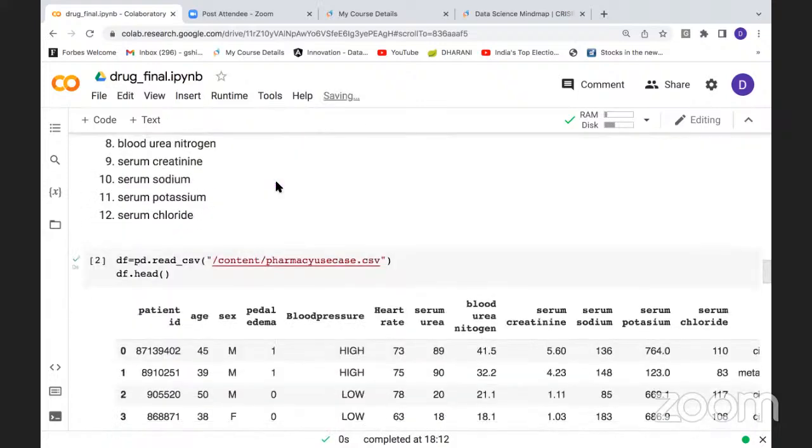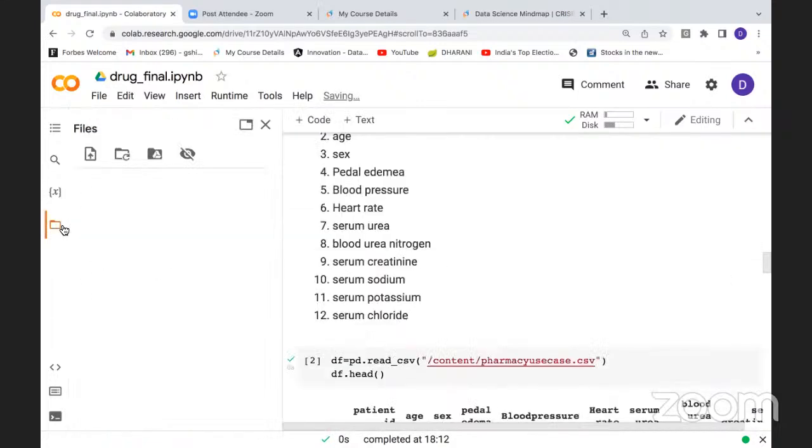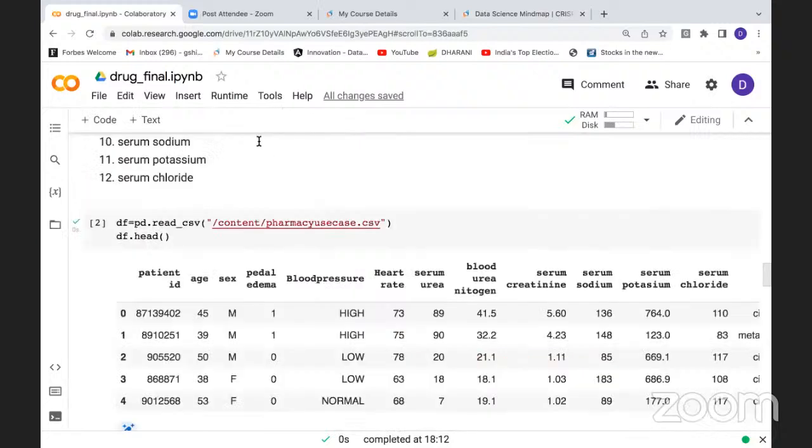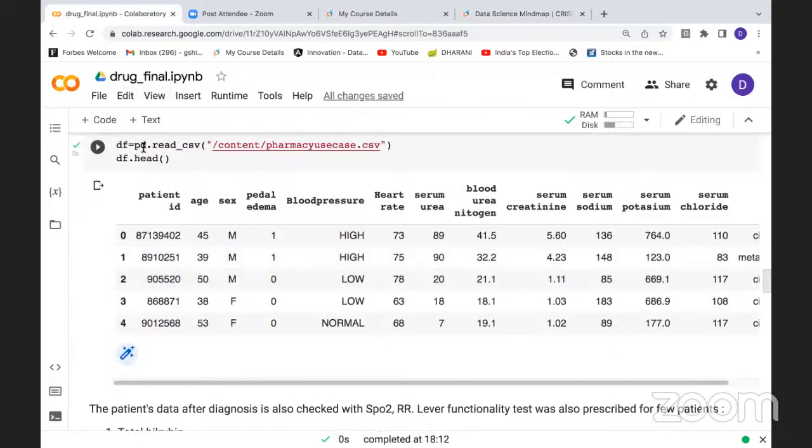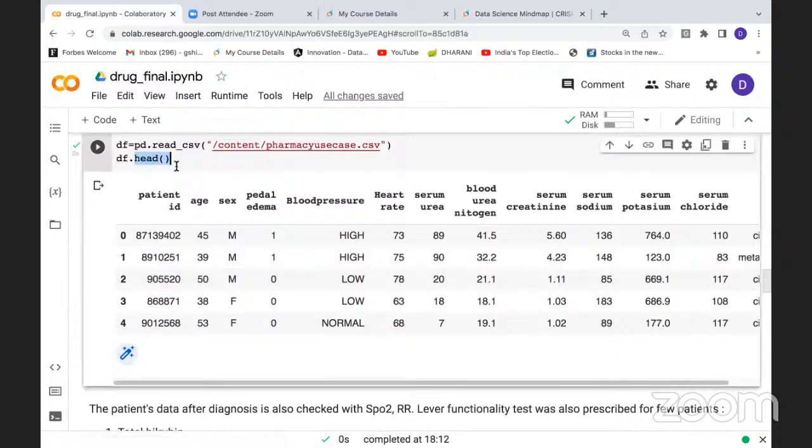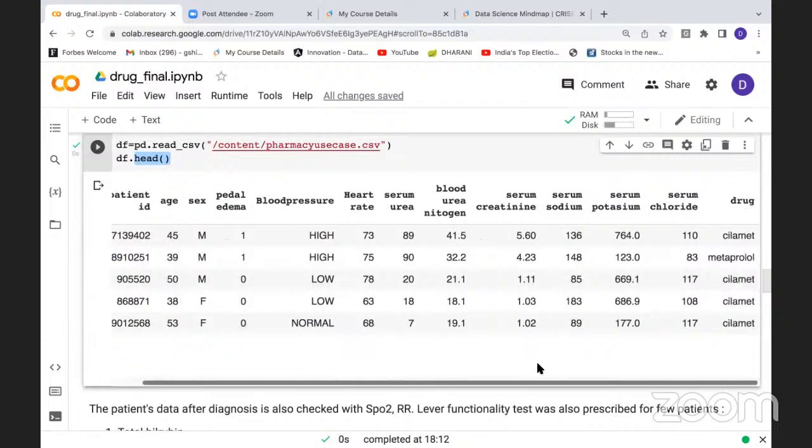Okay, so I have pulled the data here. Once I pull the data using pandas read_csv, I have written head to get the first 5 rows. So this is how the data looks. This is what I have collected. Given this information about the patient, I have to prescribe him either Cilamet or a metoprolol drug.